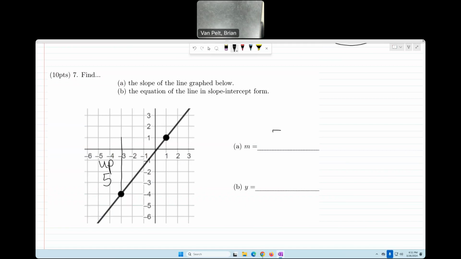So the slope is 5 over something. Now from this point, how many to the right did you go from there? 1, 2, 3, 4. Right 4, that's what goes down here. Now for the second part, you know the thing looks like this. Y equals 5/4 x plus b.